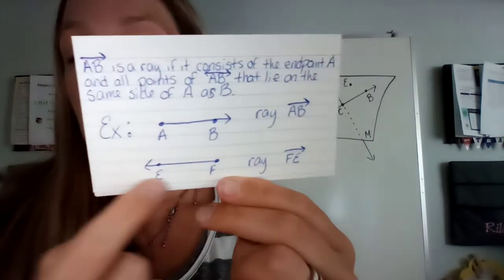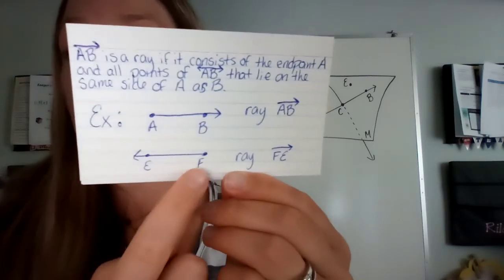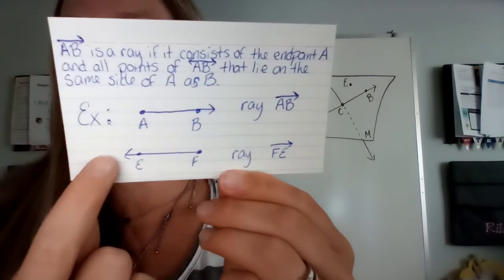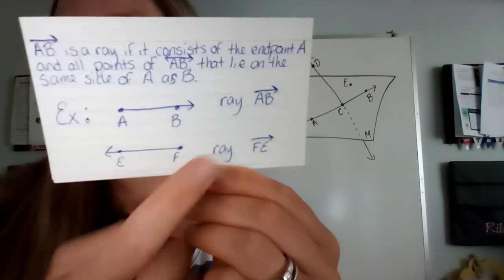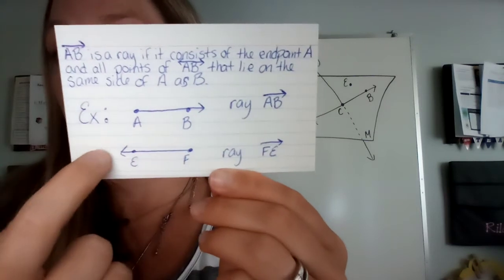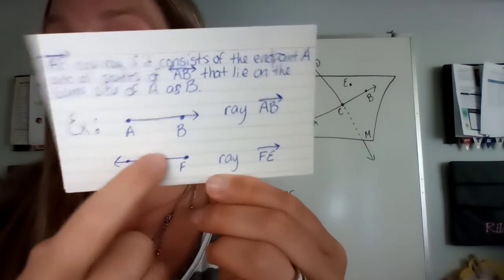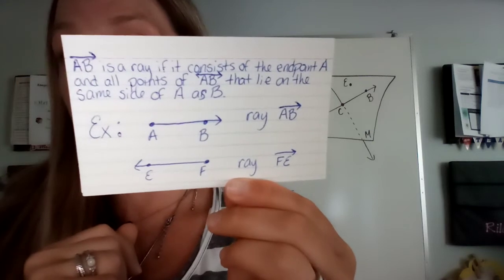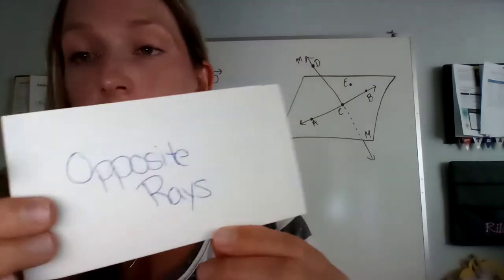Now, this ray, I drew it the opposite direction just to illustrate how you still name it. It starts at the endpoint. It starts at point F, and it goes through E forever. So when I name it, I always start at the endpoint, and then I follow the arrow. So ray FE would represent this ray here. And that is the only way to name that ray. If there were other points on the ray, we could name it differently, which I'll talk about in a later example.